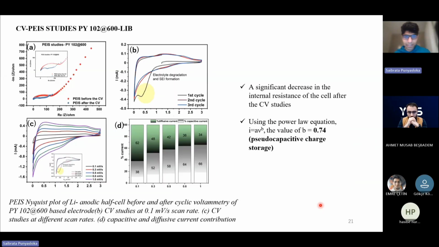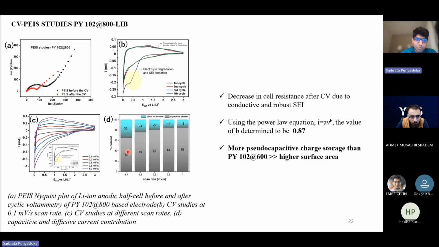After that, I used the basic CR2025 cells, and the basic study that I do to understand the diffusive and capacitive current. This was with 600 in lithium-ion batteries. You see the capacitive current slowly increases, and there is some amount of diffusive current also. To give a comparison, capacitive current is just 38% here, as the surface area is low for 600 compared to 800. You see it increase from 38% to 65% just because of the surface area.